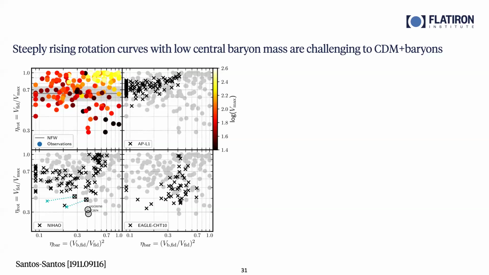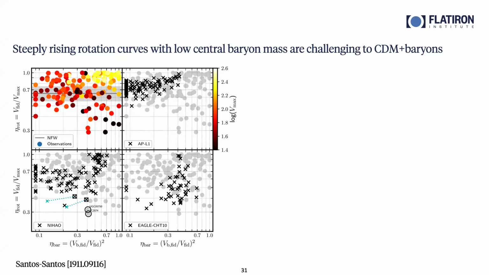So these points are now colored by Vmax, which is again a proxy for the mass of the system. On the y-axis, she's again showing this eta rho parameter, so how fast or slow you rotate. These things above this gray line, which is the NFW prediction, are more steeply rising than NFW.